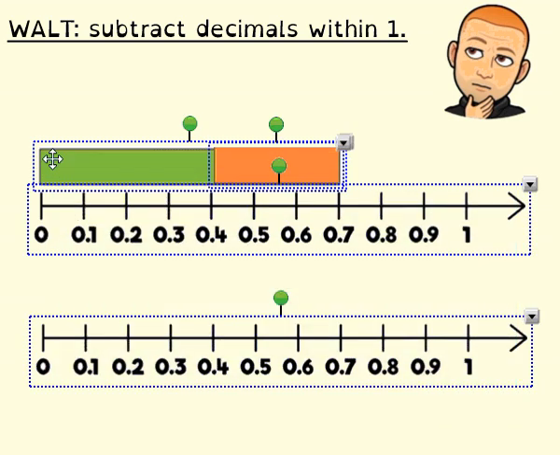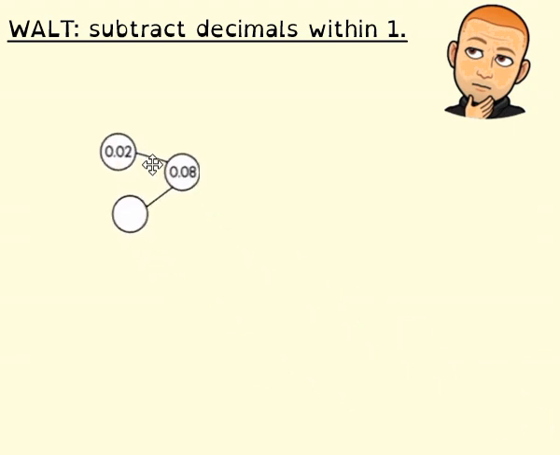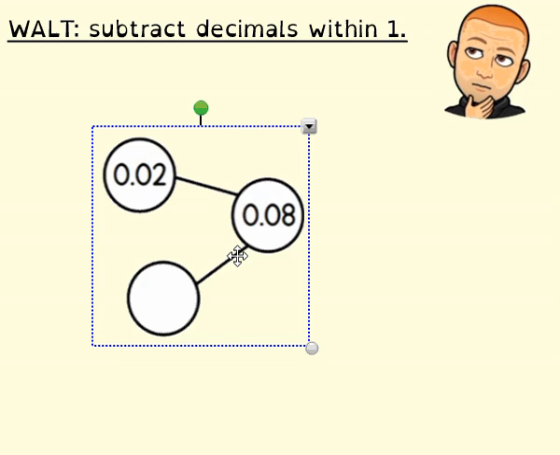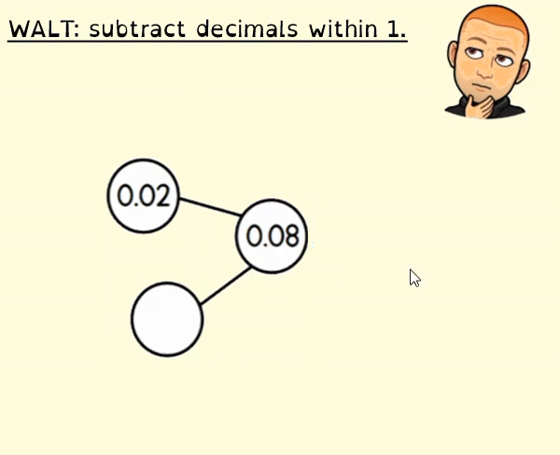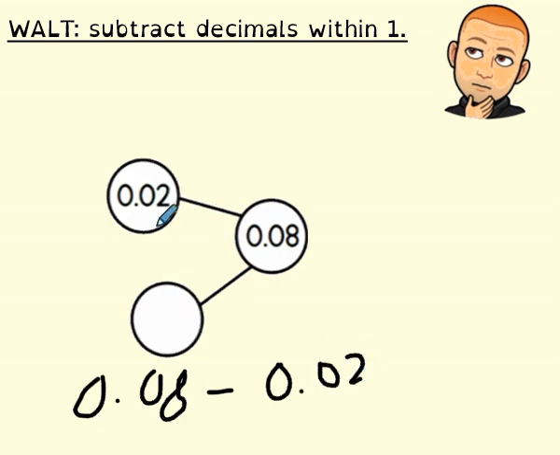Yesterday we also had a look at part-whole models, which we use to represent our addition calculations. We can also use part-whole models to represent our subtraction calculations. So I've put one on the screen here. Do you know what it's showing? I've got the whole, 0.08, and I've got one of my parts, which is 0.02, and I'm looking for the difference, because the two parts make up the whole. So to find the missing value, I need to find the difference.